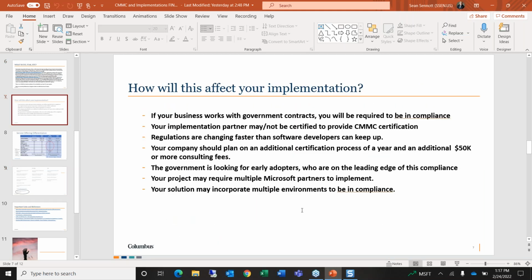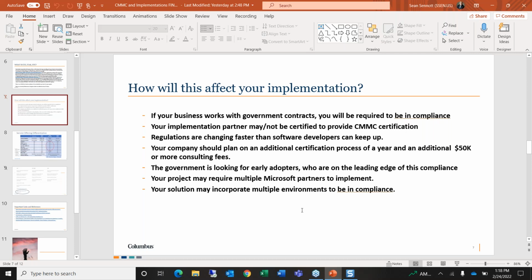Okay. So how is this going to affect your implementation? This is really important. If your business works with government contracts, you will be required to be in compliance. This is going to affect you. There's no size threshold. It's not like, well, I'm a small business, or I'm a huge business. It's just that the government is saying, you know what, we've put ourselves at risk for too long from not having regulations. We are going to have these regulations.